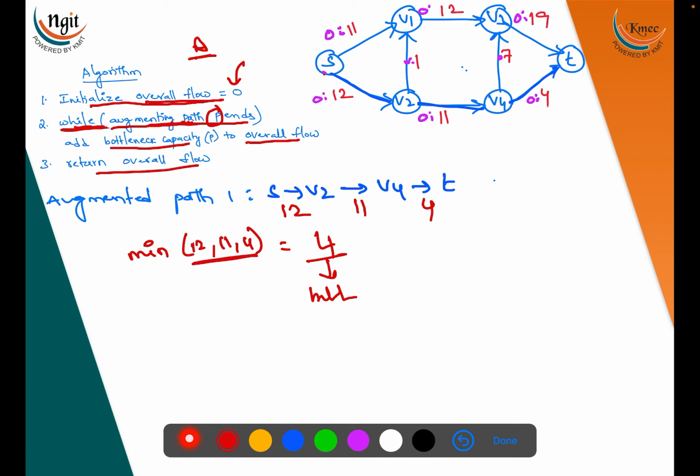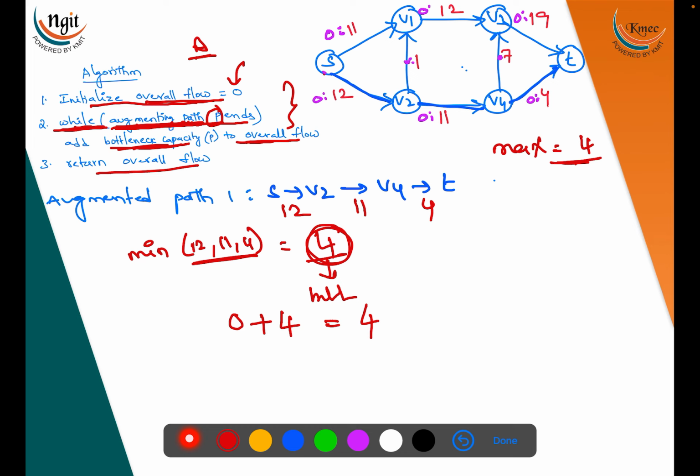Now 4 is the bottleneck capacity. The condition says, if you find an augmenting path, calculate the bottleneck capacity and add it to the overall flow. Overall flow is initially 0, and I am adding this bottleneck capacity, which is 4. Now the maximum flow is 4. But you cannot take this as your solution, because the algorithm says to continue until you cannot find any augmenting path. You found only one path, so until you find no other path, you have to repeat this.